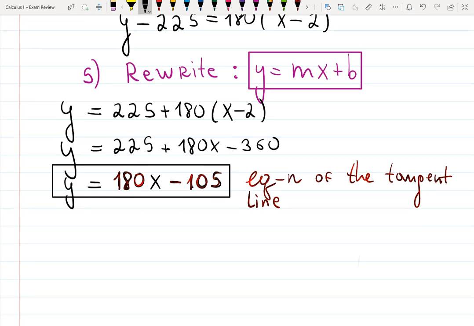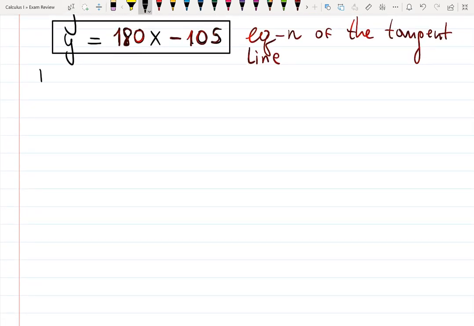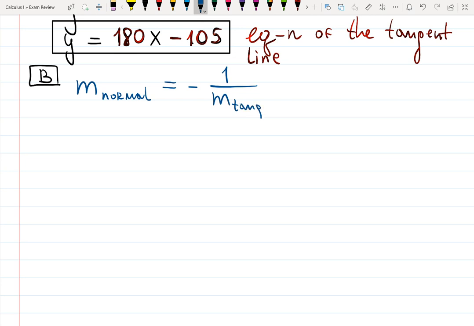B. We are going to use the result in A to find B. For B, they ask us to find the equation of the normal line. To do that, you need to remember that the slope of the normal line equals minus 1 over the slope of the tangent line. They call it the negative reciprocal. How come? That is because if I already found the slope of the tangent line, then the slope of the normal line will be perpendicular. See?